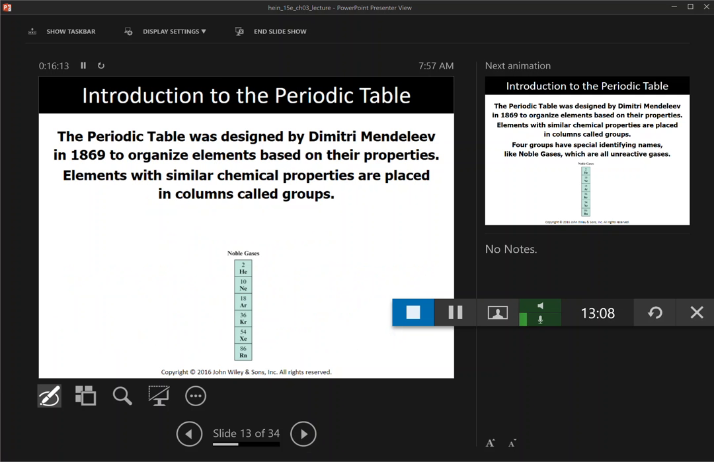Now, all the elements that we know and we will be working with are in the periodic table. This periodic table was first discovered by, I believe, a Russian scientist. And what we want to show you in this chapter is that the elements in the periodic table are not placed randomly at all.